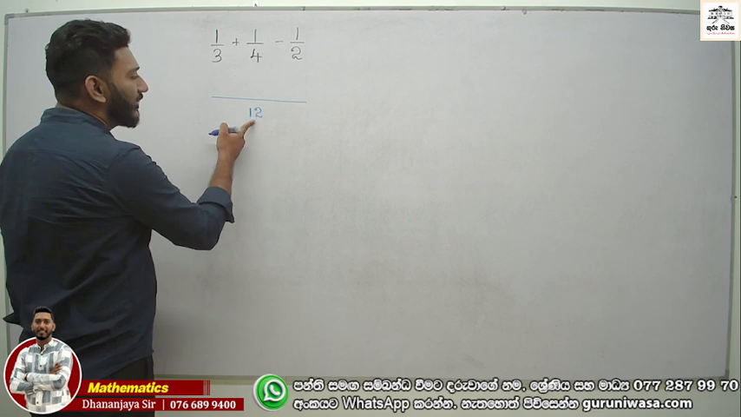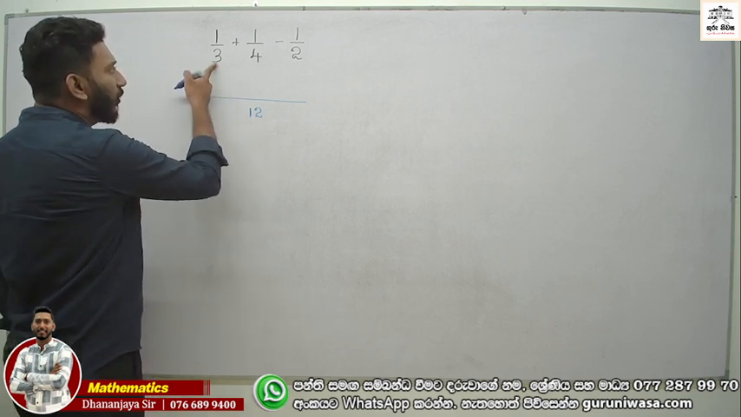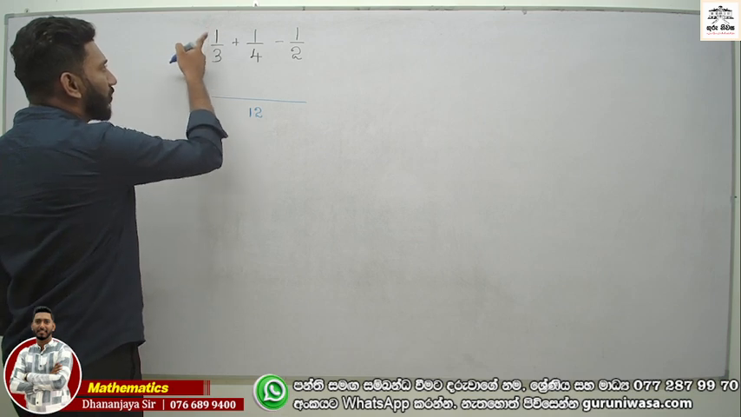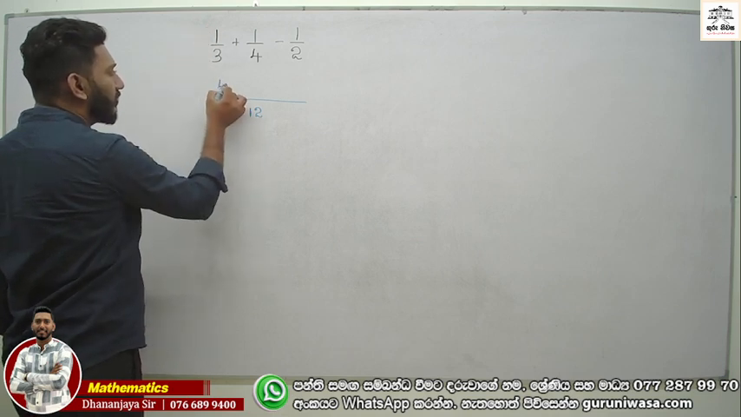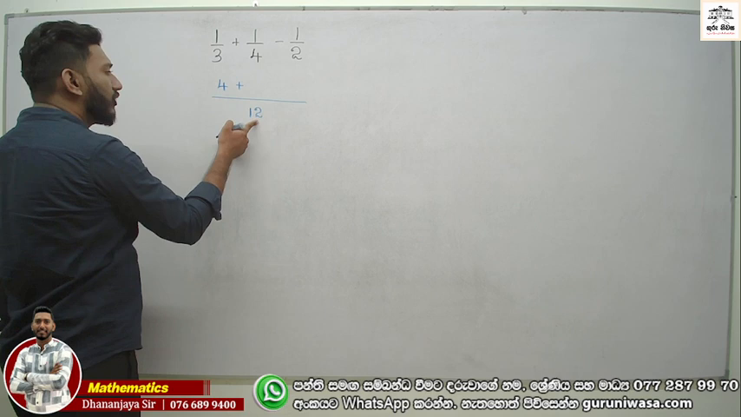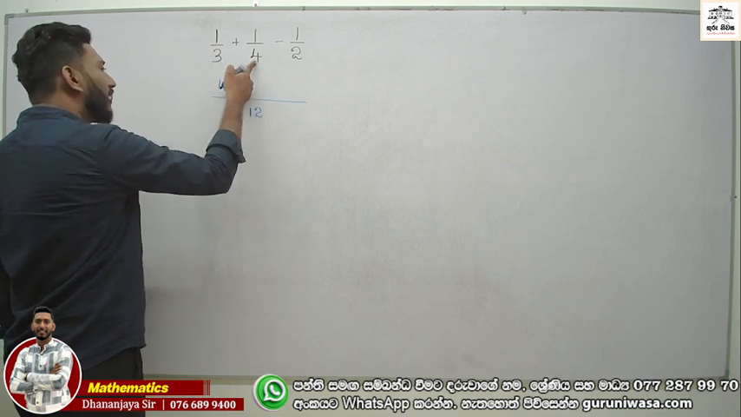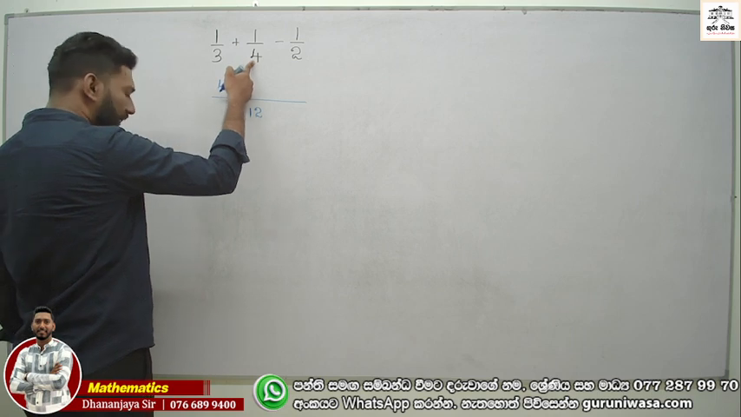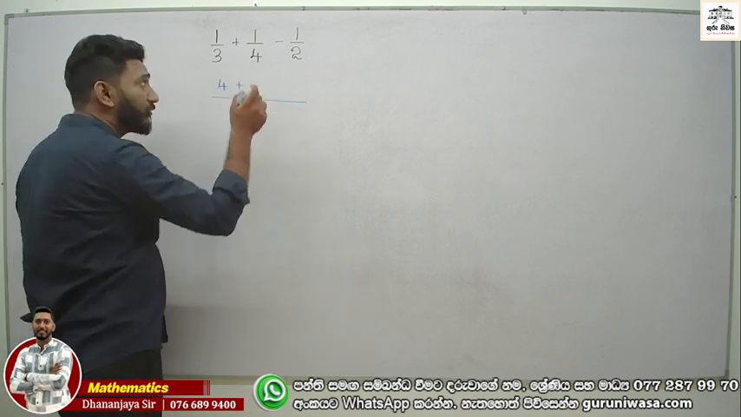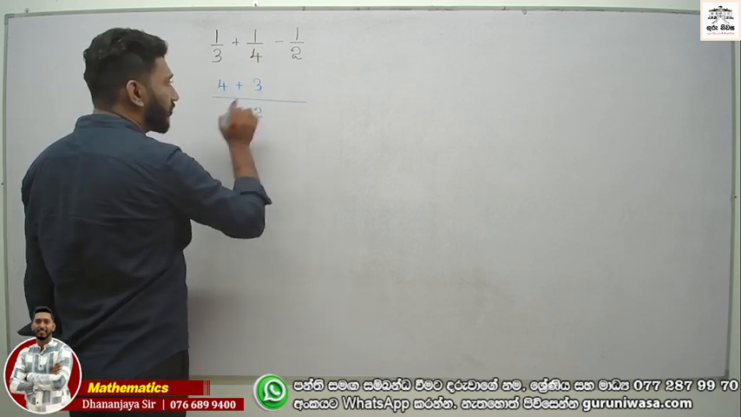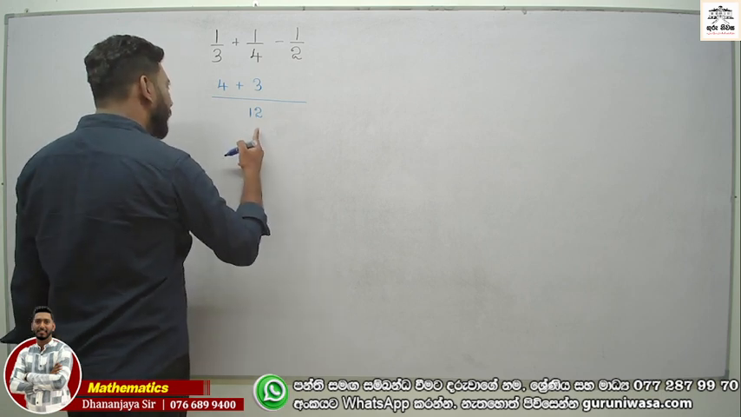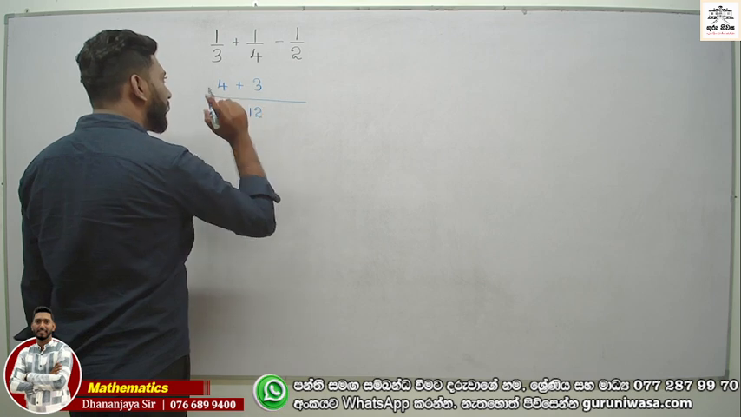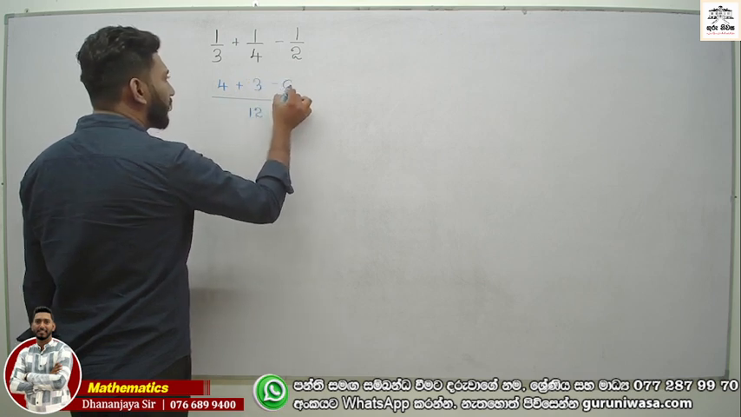Now, 12 is 3 times 4. Therefore, I am going to multiply by 4. 4 times 1 should be 4. And 12 is 4 times 3, so 3 times 1 is 3. 12 is 2 times 6. Therefore, 6 times 1 is 6.